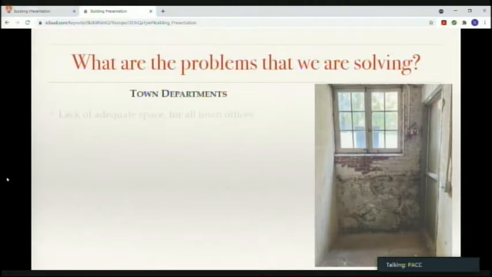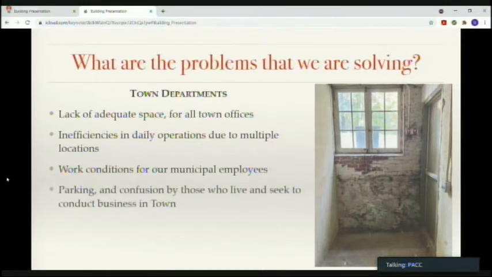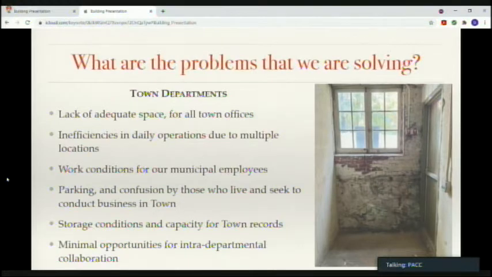So, what are the problems that we're trying to solve here? We're trying to solve the lack of adequate space for town offices, and the inefficiencies in daily operations due to multiple locations. There are reasons why staff need to interact during the day, so there are frequent walks year-round, even in wintertime, with our staff walking across the street, losing productivity. We also have the work conditions for our municipal employees. Again, that's a problem that we've identified that we need to resolve.